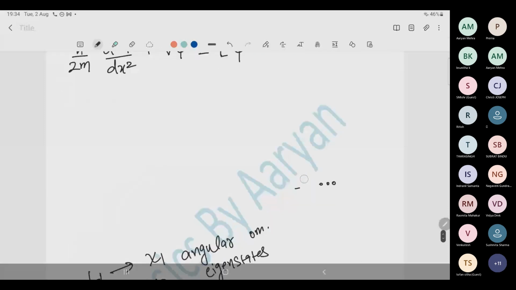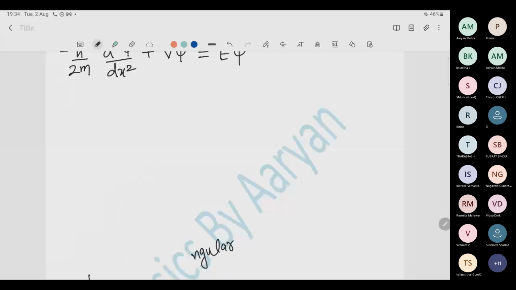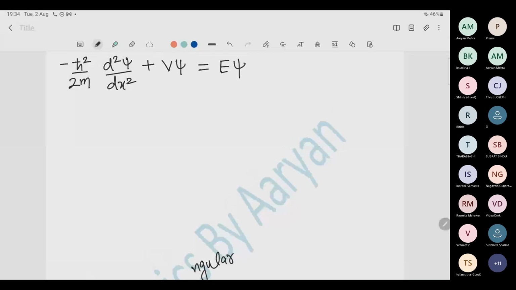Actually, we will solve this. So how will we do that? We have got this very beautiful equation. Okay, so number one thing is that for a moment we just solve the problem for region number 2.